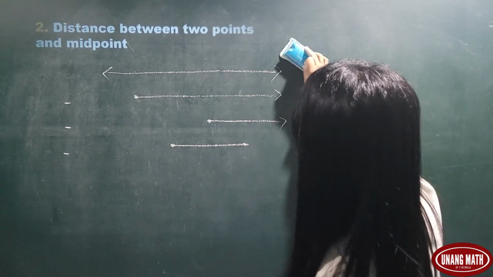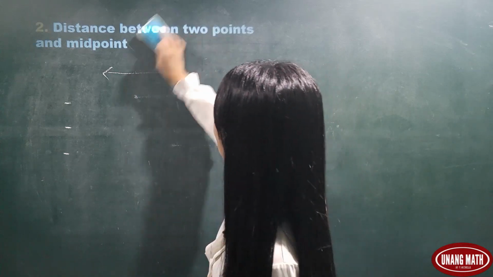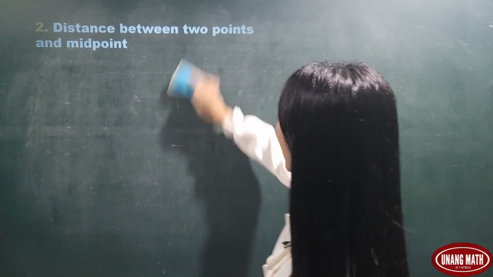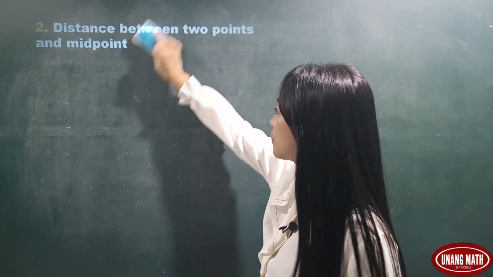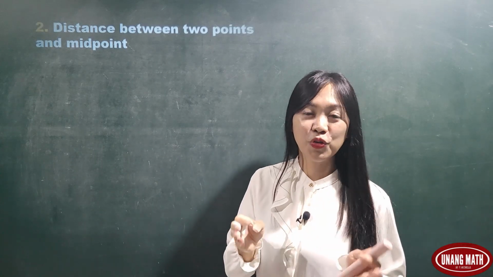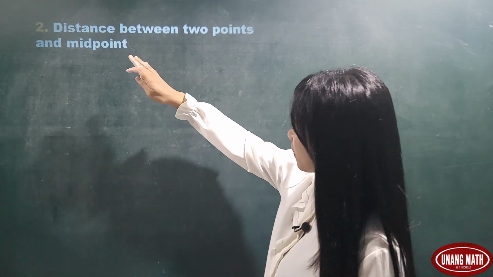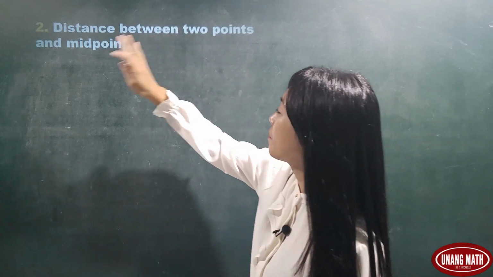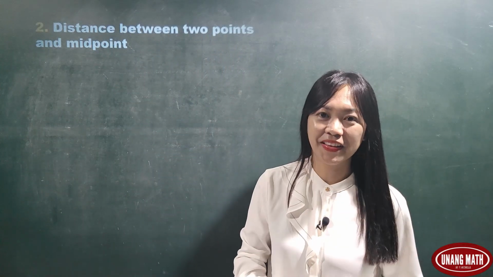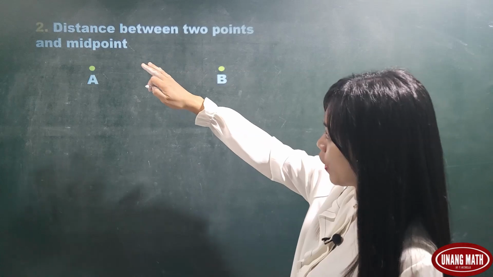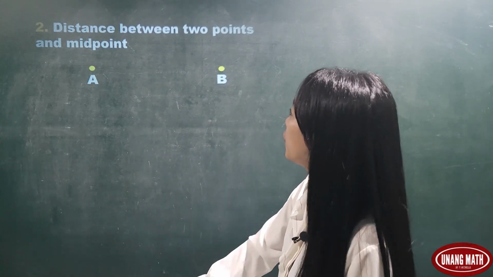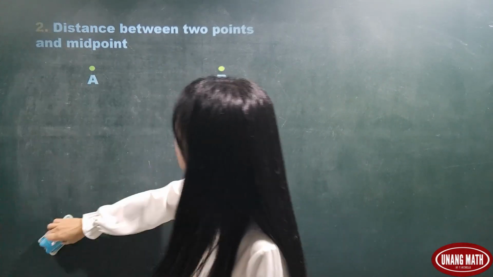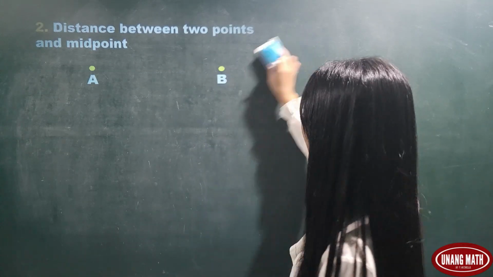Okay, let's move on. In learning line, ray, and line segment, it's also very important for you to understand the concepts about distance between 2 points and midpoint. Okay, let's start with the distance between 2 points. We have here 2 points, A and B.